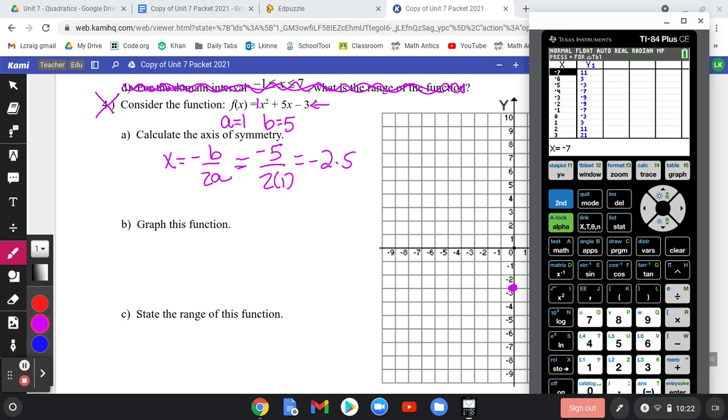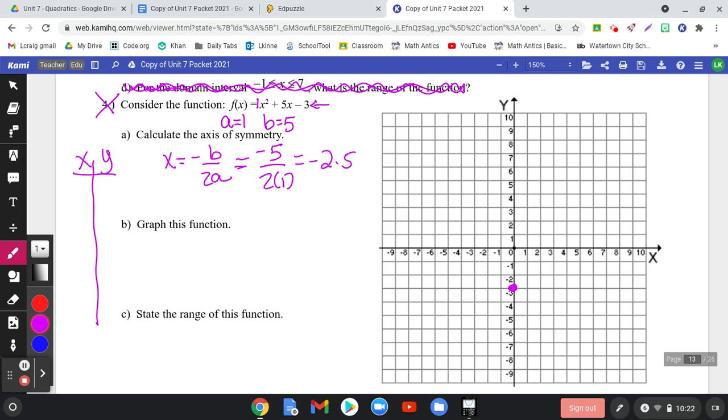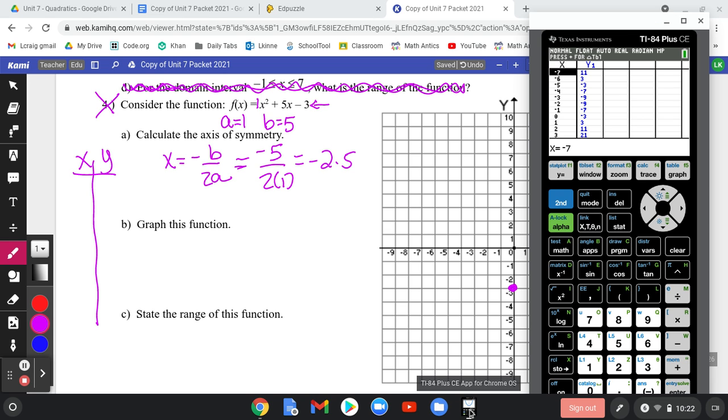I'm going to make a little table just so we have it right in front of us here. So we have -6, 3. I'm just going to copy that. -5, -3, -4, -7, -3, -9.